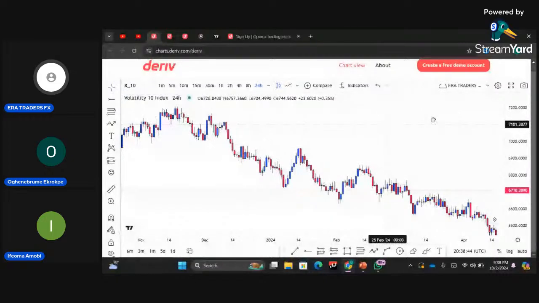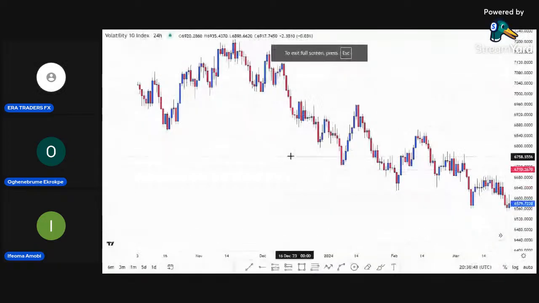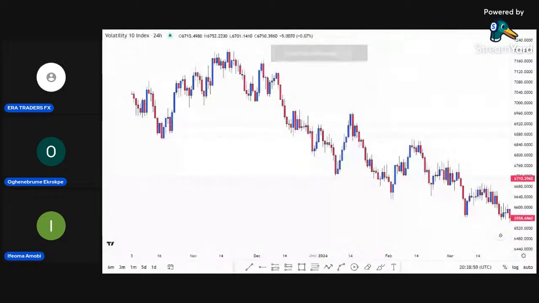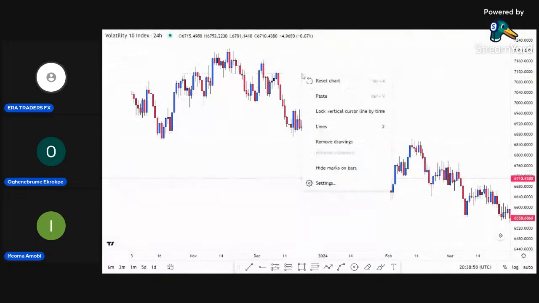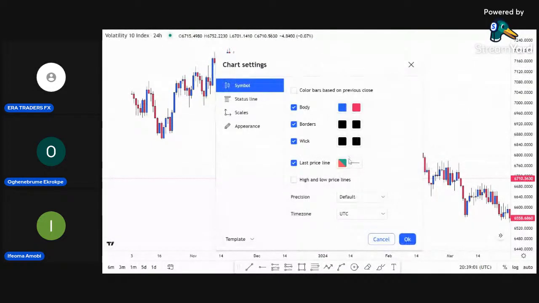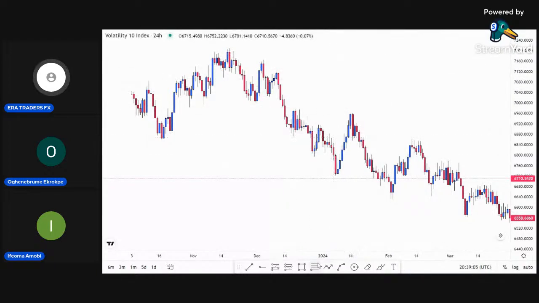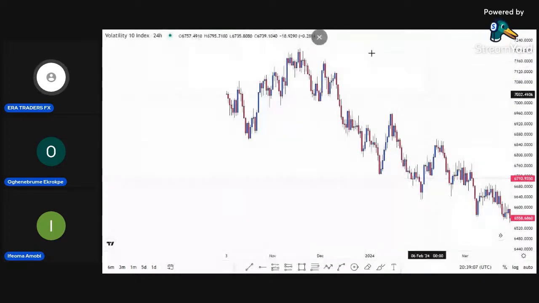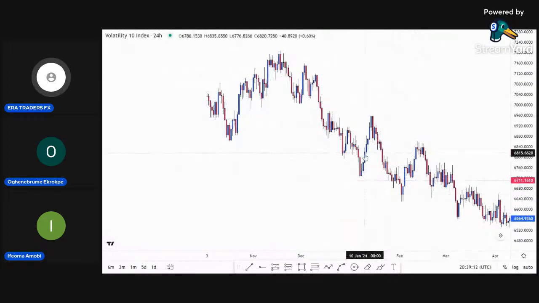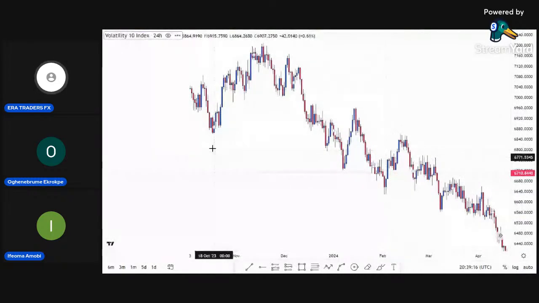There are some things you just have to know before you trade the market. These are candlesticks. When you first open your chart, you will see green and red. So the green is your bullish candle, the red is your bearish candle. So you have two types of candles.